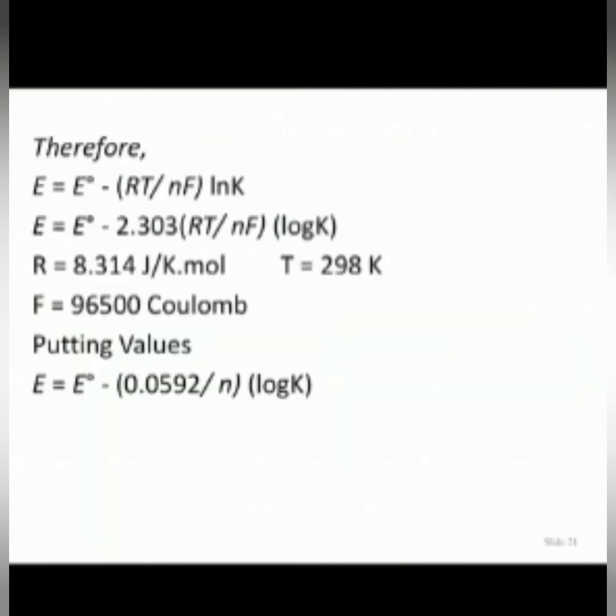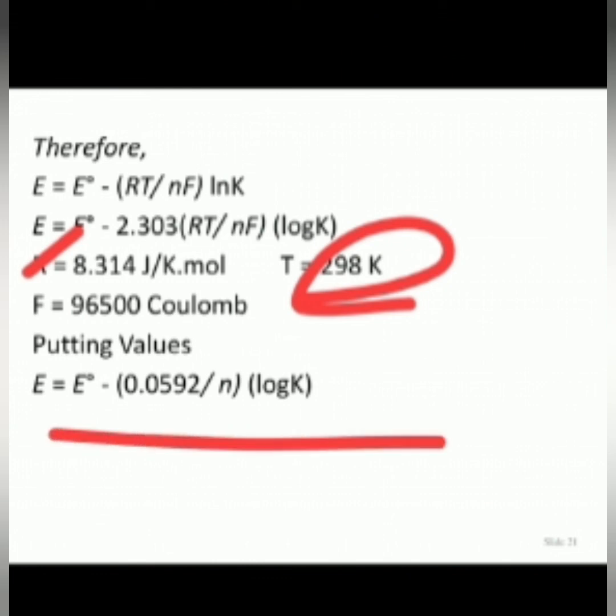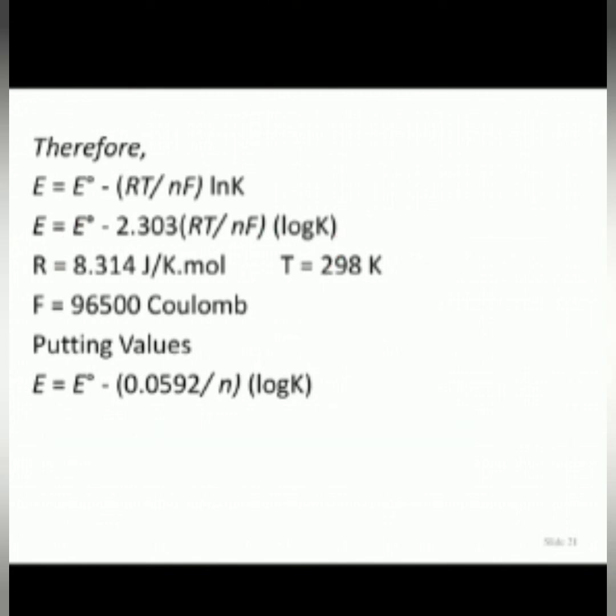Therefore, the value of R is 8.314 joule per kelvin per mole. Temperature is 298 Kelvin, which is room temperature. Faraday's constant is 96500 coulomb. Putting in the values, E equals E naught minus 0.0592 upon n log K. This is the Nernst equation in the form of log K.